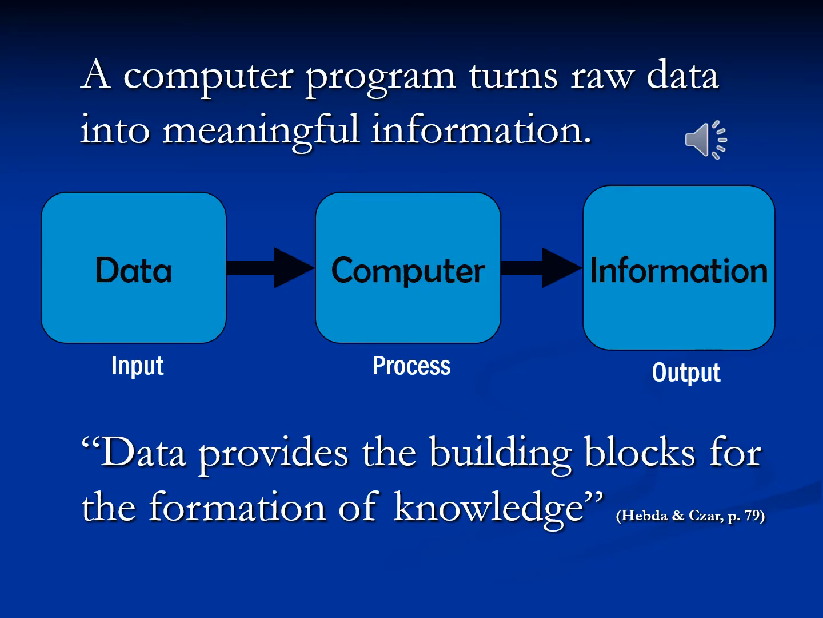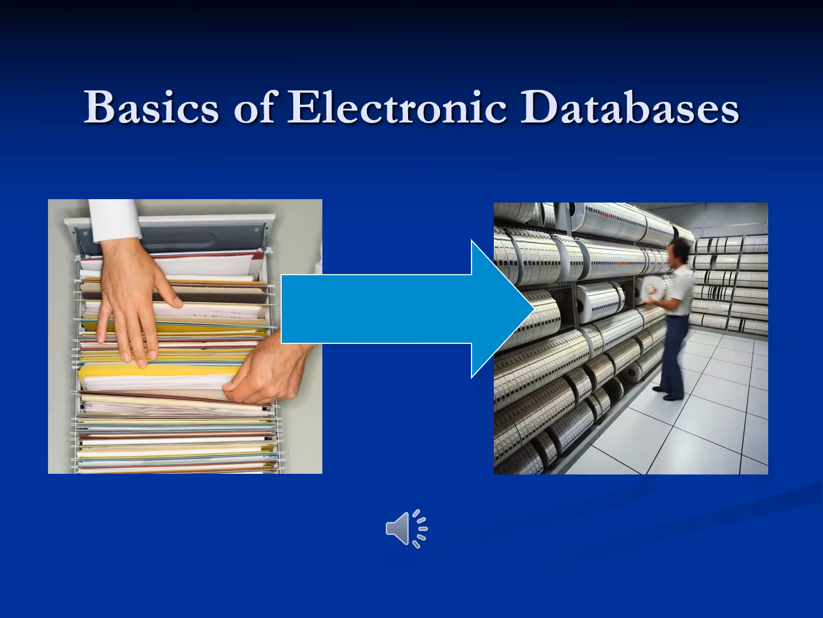For the purpose of this discussion, we're going to look at data from the point of view of it being an input into the computer. The computer itself is a process, and the output is information. So basically, a computer program turns raw data into meaningful information, and it is a building block for the formation of knowledge. So we are going to concentrate on electronic databases.